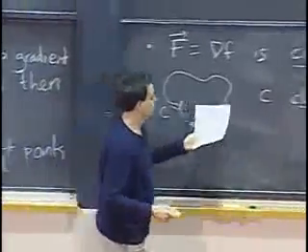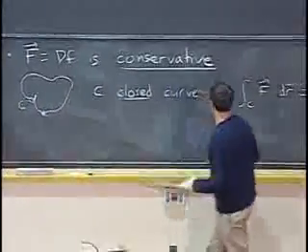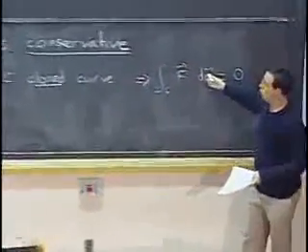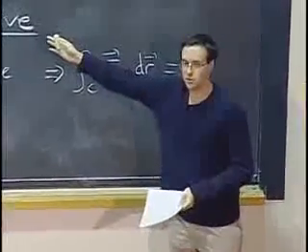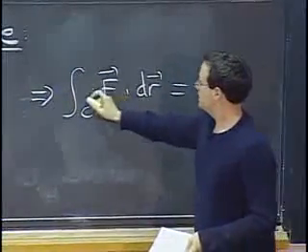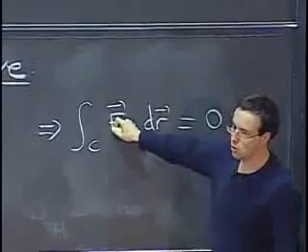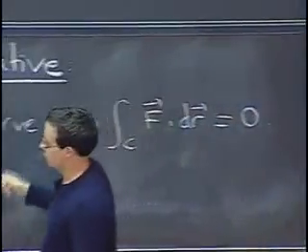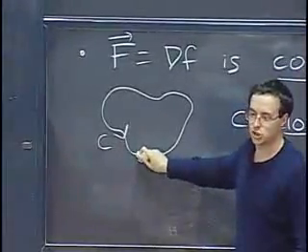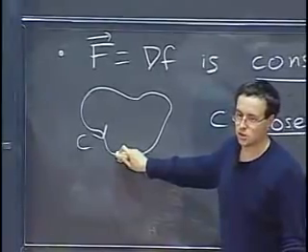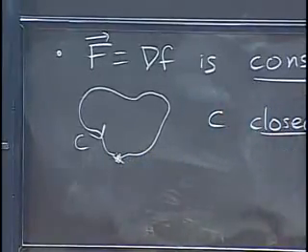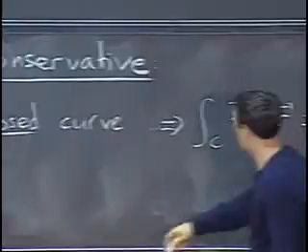Now, why does that hold? If I have a gradient field and I try to compute this line integral, I know that it will be the value of a function at the endpoint minus the value at the starting point. But they're the same, so the value is the same.